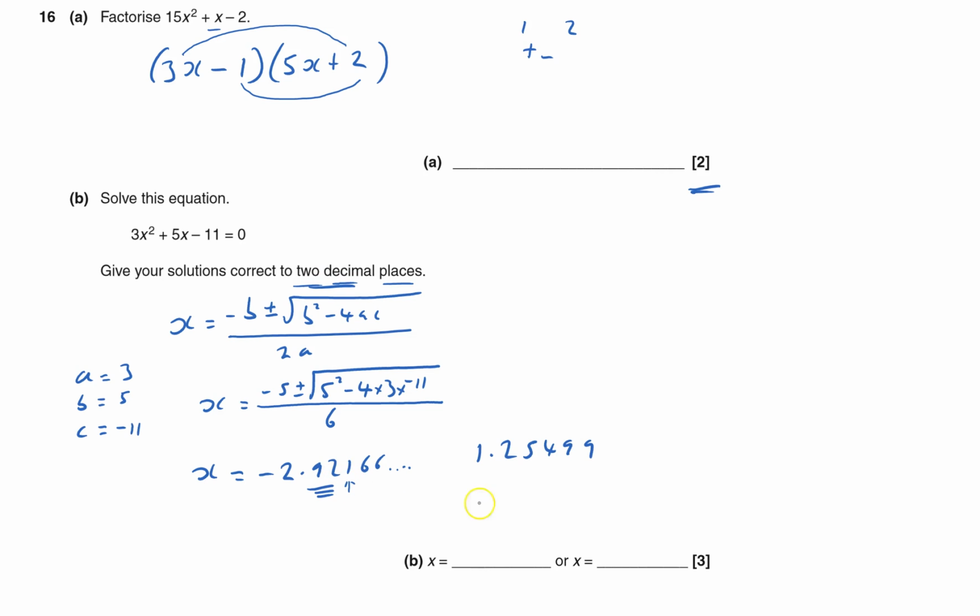So 2 decimal places. Next one's a 1, I don't round it up, that would be minus 2.92. And this one here, 2 decimal places, the next numbers are 4, so I still don't round it up, and that'll be 1.25. And those are my 2 answers to 2 decimal places, and that's 16 done.